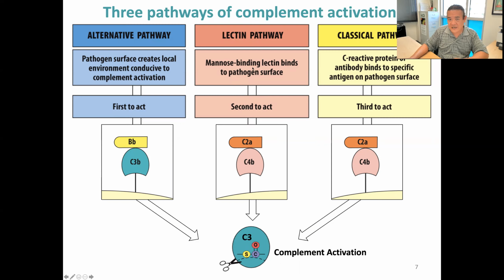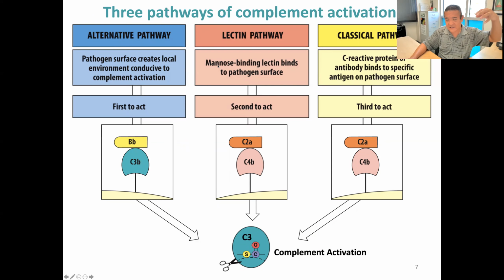Today we looked at the lectin pathway and the classical pathway, which are more considered parts of our induced innate immune response. So the lectin pathway is the second pathway to act.